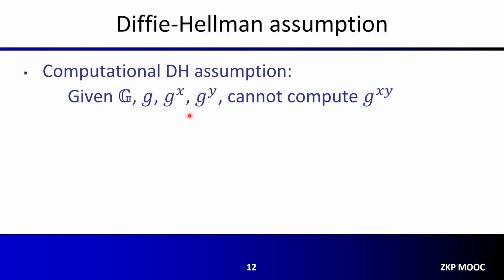You can see here that clearly if you can solve the discrete log problem, then you can compute x from g^x and y from g^y, and then use them to compute g^(xy). So therefore, this assumption is stronger than the discrete log assumption. But still, it is believed to be hard in the groups we are using in cryptography.